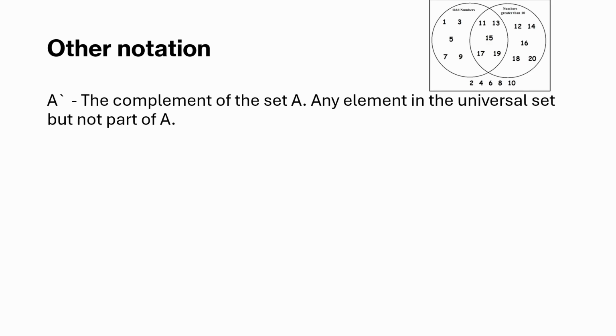So if we take set A, the set of odd numbers, the A dash would be 2, 4, 6, 8, and 10, as well as 12, 14, 16, 18, and 20. They're all parts of the universal set, but they are not part of the set of odd numbers. We use n(A), for example, to denote the number of elements in set A. So if we say, for example, n(A), it would be 10 elements. There are 10 elements inside set A.